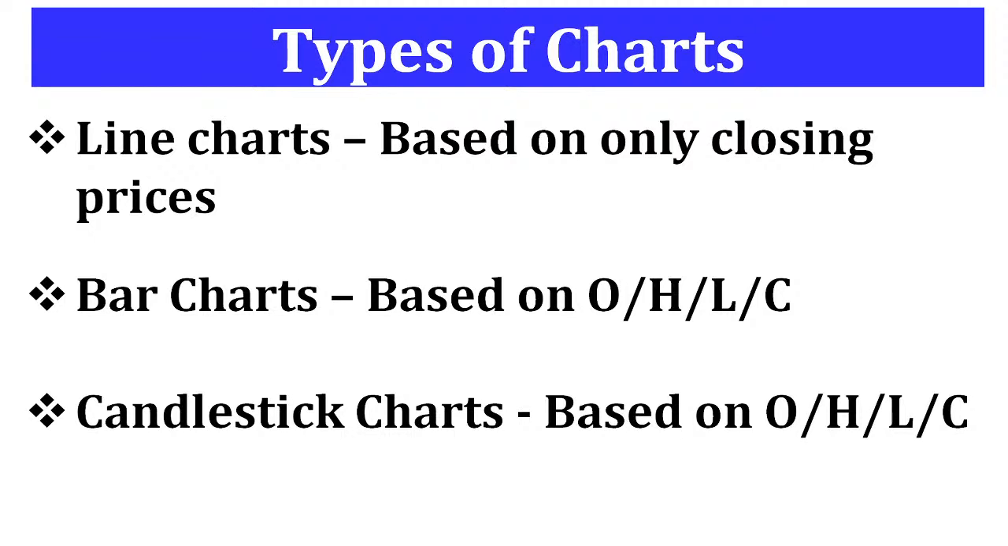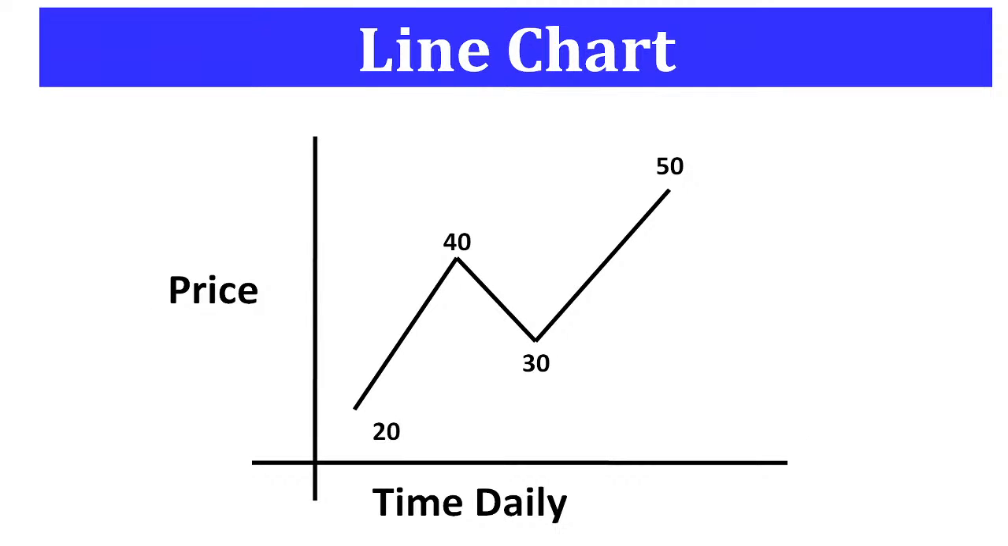Why do we refer to candlestick charts? Because this gives us a 3D picture of what the stock has done in a day. So firstly, we'll see the line charts. Say for instance, a stock closed at rupees 20 on Monday and on Tuesday it closed at 40. So a line chart would be a simple upward sloping line joining the price 20 to 40. The next day, the stock falls to 30 and closes at 30. So the line chart would fall.